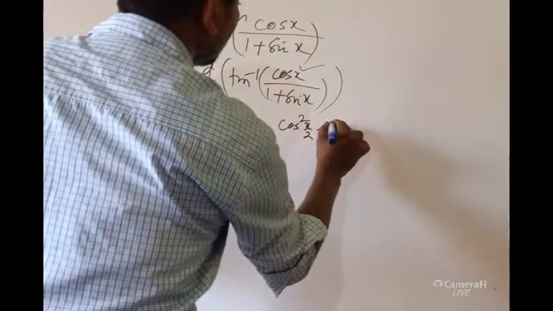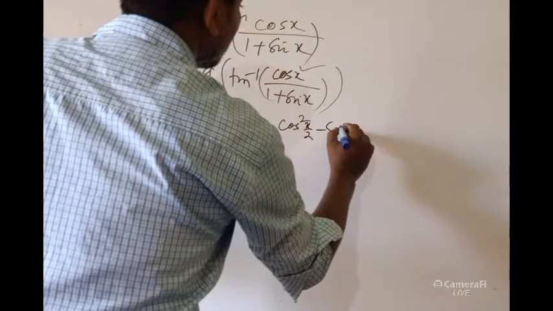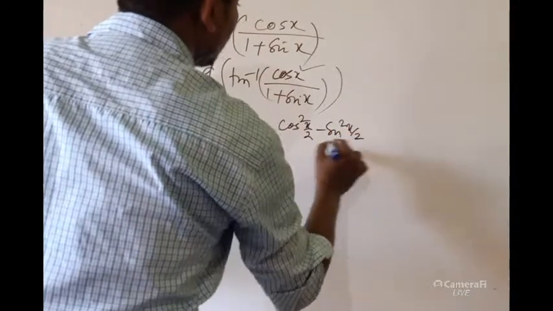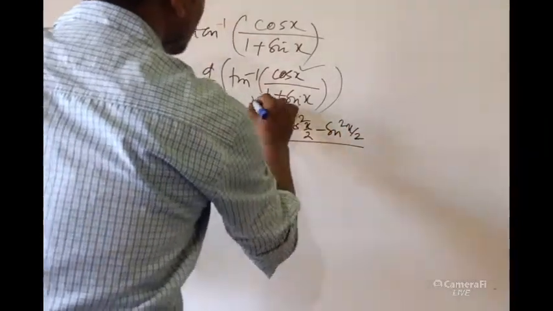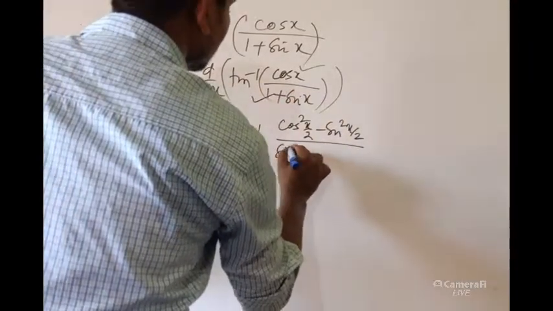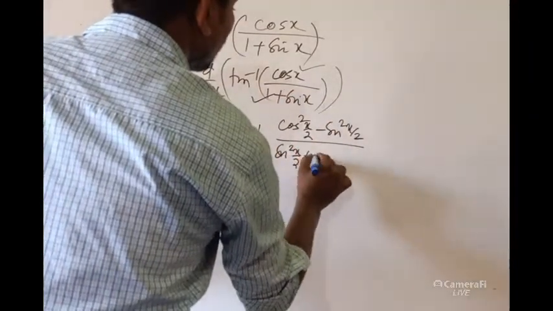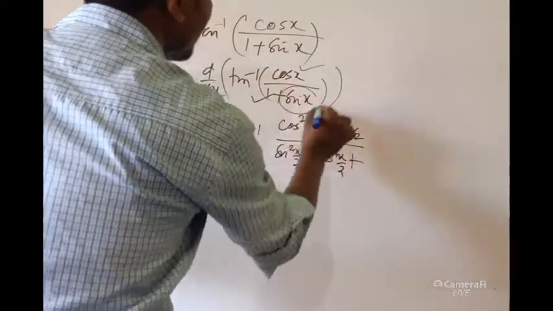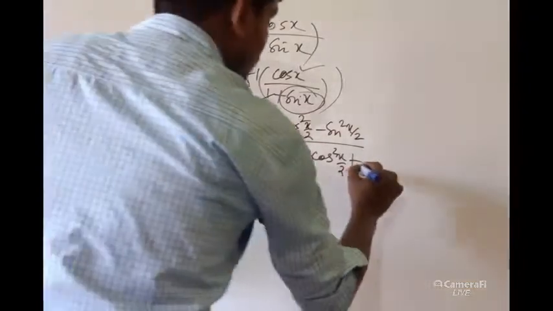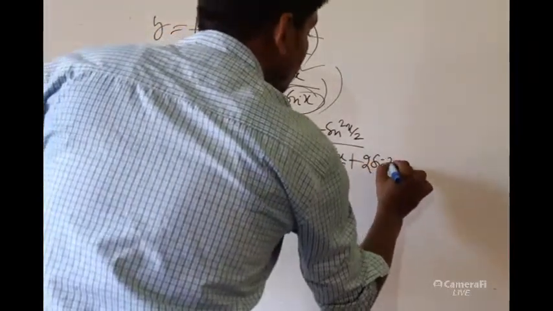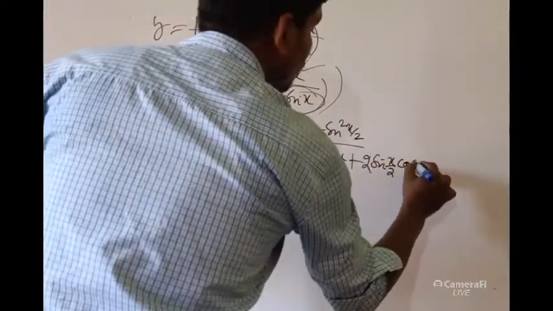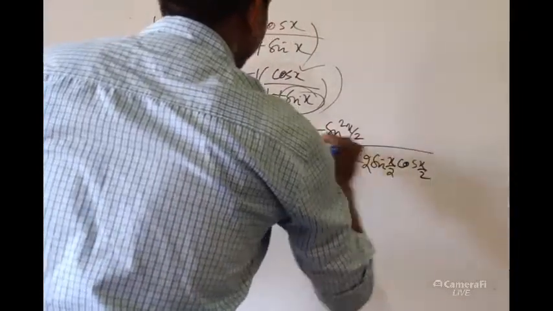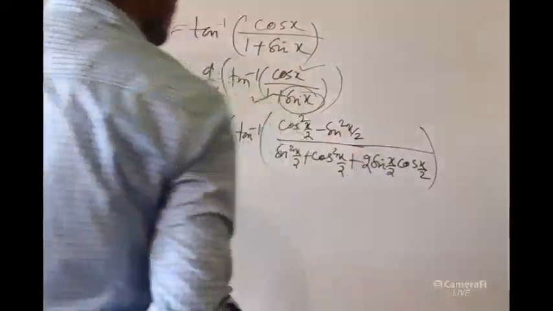cos square x by 2 minus sin square x by 2, and divided by this one can be written sin square x by 2 plus cos square x by 2 plus, and this sin x can be 2 sin x by 2 and cos x by 2. Okay. Any doubt?